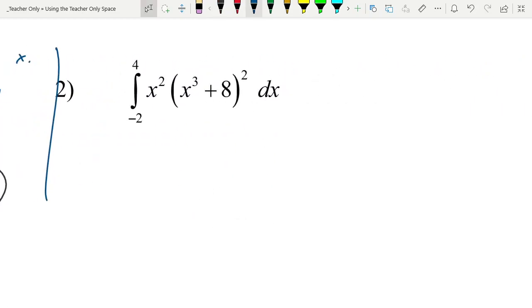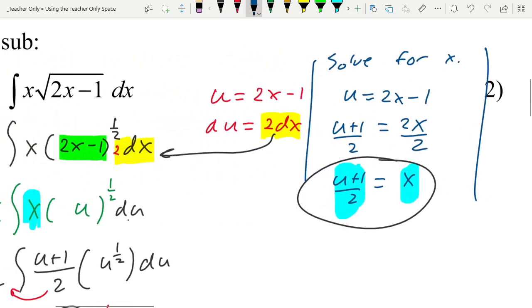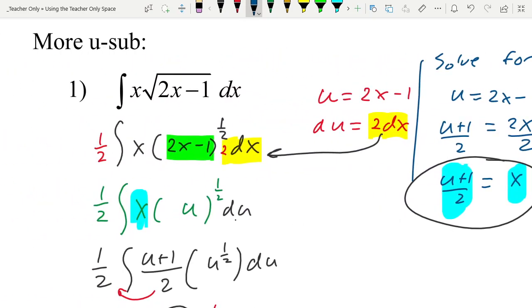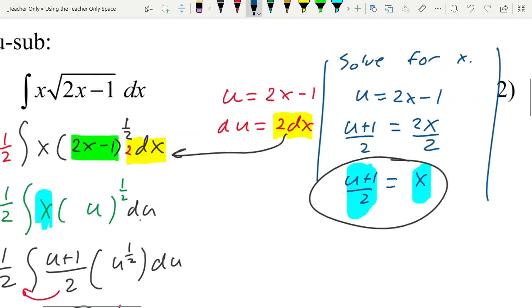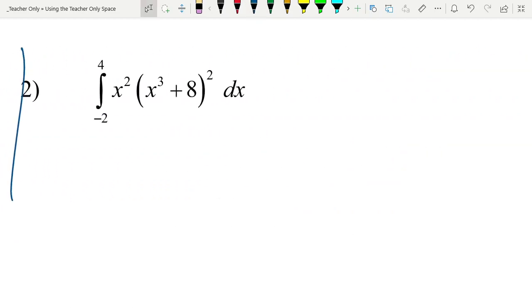So now looking at this problem here, we see a similar format, right? We had a square root before, and we couldn't distribute in because I've got a binomial underneath. So is this the same thing? Well, it's squared. So if I really wanted to, I could just distribute this as x cubed plus 8 times x cubed plus 8, and then, of course, multiply by x squared after that.